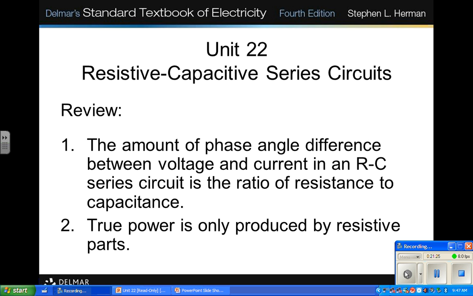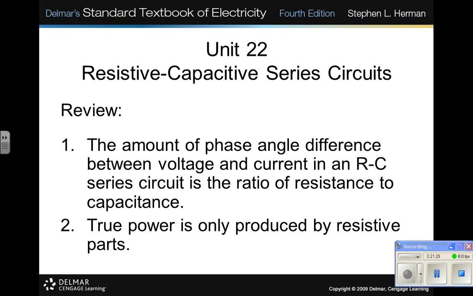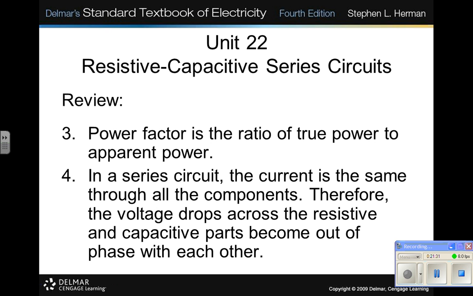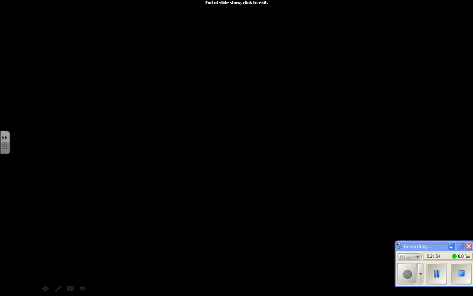True power is produced by the resistive parts only. Power factor is the ratio of true power to apparent power, or the resistance to the capacitance, right? In a series circuit, the current is the same through all components. Okay? So therefore, we don't have a current triangle, right? Because it's flat. That triangle is flat, flat, flat, flat, right? All three sides. Not much of a triangle.